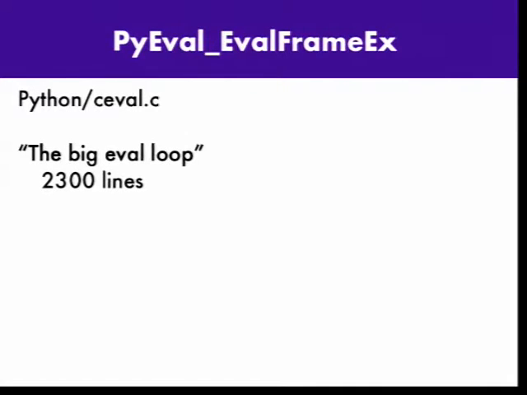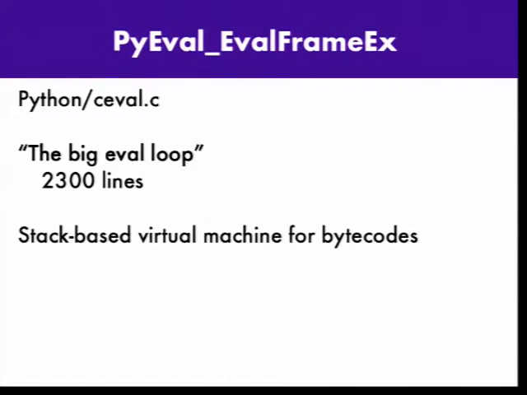This single function is 2,300 lines long. It is the implementation of every single bytecode all in one giant function. I would describe it as a stack-based virtual machine for Python bytecode. A virtual machine, in this case, is one of those analogies in computer programming that I think is really apt. It is both virtual and a machine. It is virtual in that it doesn't really exist in hardware. It's just a piece of software that helps keep your computer warm. And it is a machine in that it is a computer, and it has all the attributes that a normal computer would have.